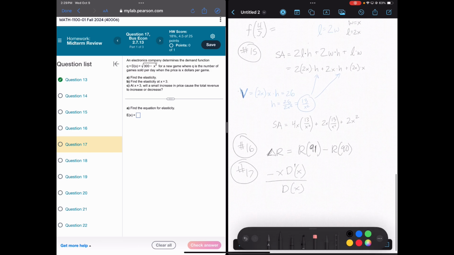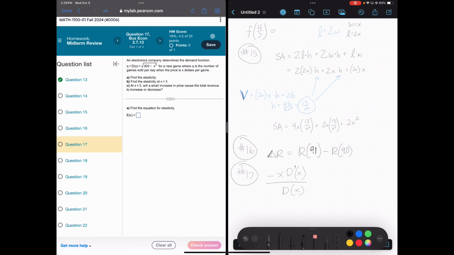For example, for the one that I did before, when I plugged in 3, I got 135 over 46. Based off of that answer, will a small increase in price cause the total revenue to increase or decrease? Well, tell me about this number. What am I paying attention to with this 135 over 46? How does it compare to the number 1? This is bigger than 1. Is that elastic or inelastic? That's elastic.